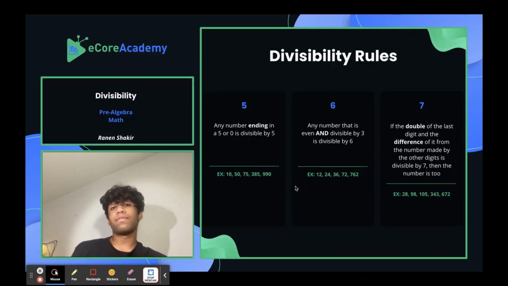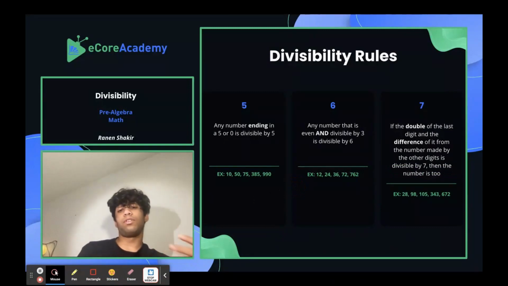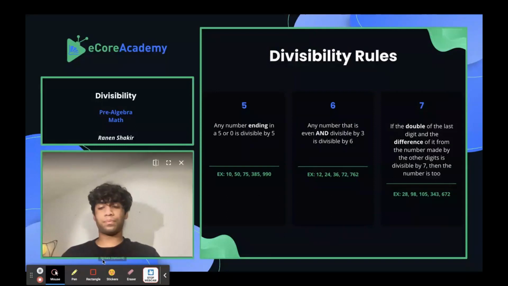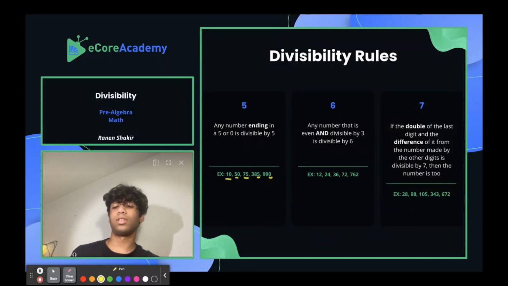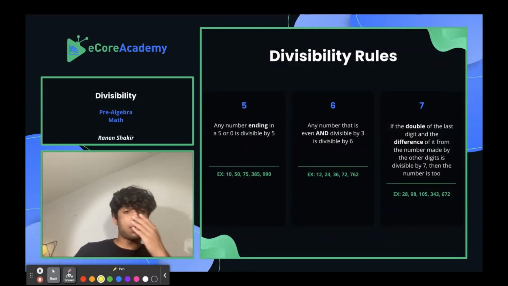So 5, 6, 7. 5 is really easy. If it's any number ending in 5 or 0, it is divisible by 5. So 5, 10, 15, 20, 25, 30, 35, 40, 45, 50, on and on forever. So you can see 10 ends in a 0, divisible by 5 and 2, since 10 divided by 2 is 5. 50, 75, 385, 990 are divisible by 5, since they all end in a 0, 5, 5, 0, 0. So that's an easy one too.